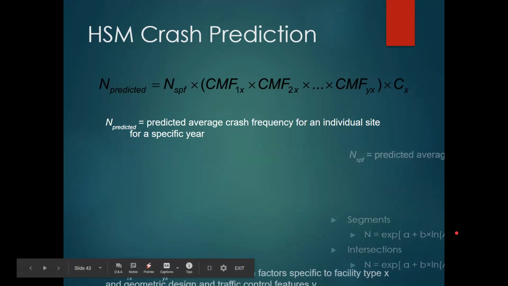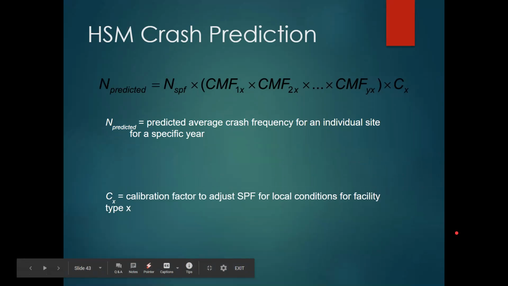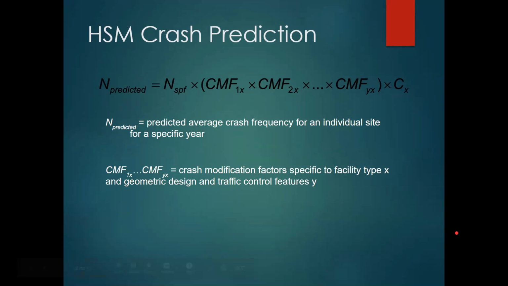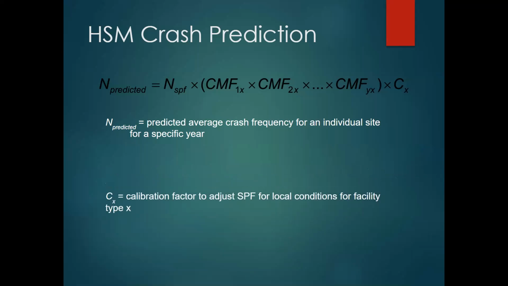Okay, so let's go next here. What is a CMF? CMFs are crash modification factors specific to facility type X and geometric design and traffic control features Y. And then Cx is the calibration factor to adjust the SPF for local conditions for facility type X. So this Cx is what I'm interested in today. I'm not talking about CMF here. I am interested in how you get to that Cx.